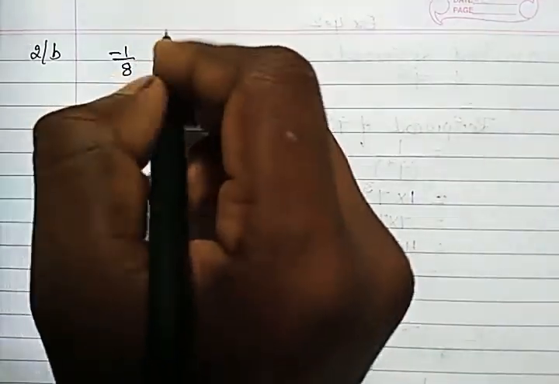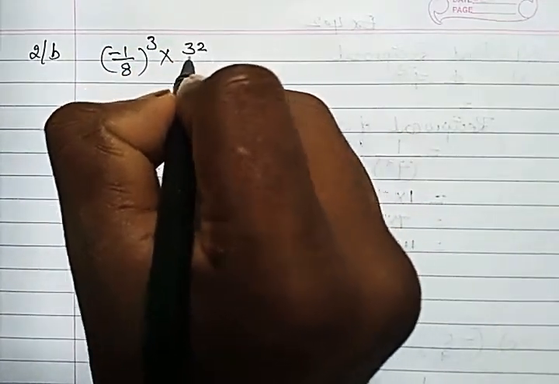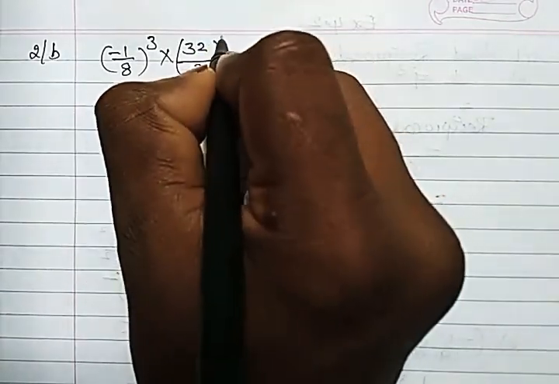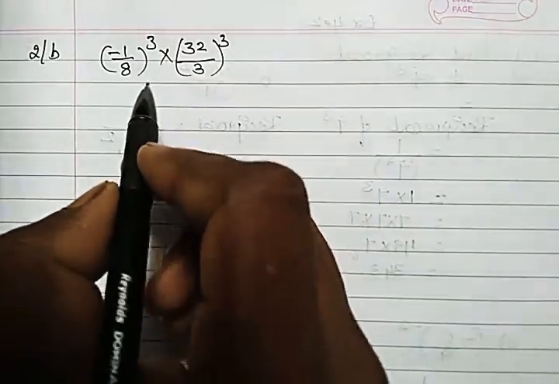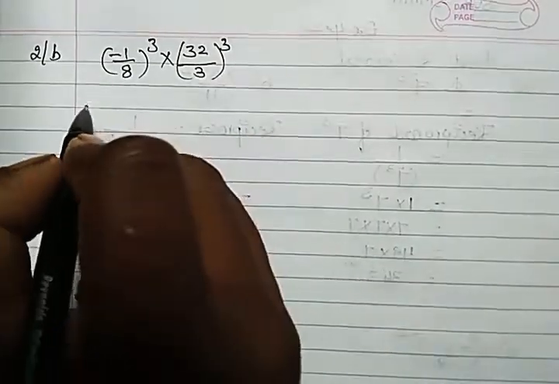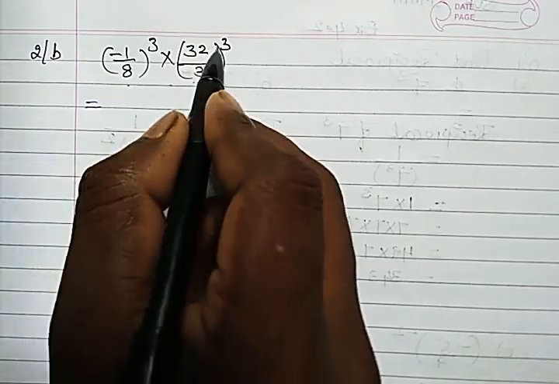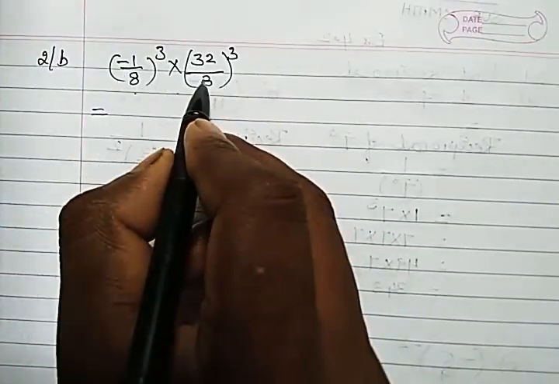So that's the answer for 2A. 2B is (minus 1 upon 8) whole power 3 into (32 upon 3) whole power 3. We have missed something in question number 1 that I'll concentrate on here. We were supposed to use the laws of exponents, that means same base, same power, such laws. Now see here, two terms are there, and both are having the same power. So first of all, when the power is the same, the bases will get multiplied.